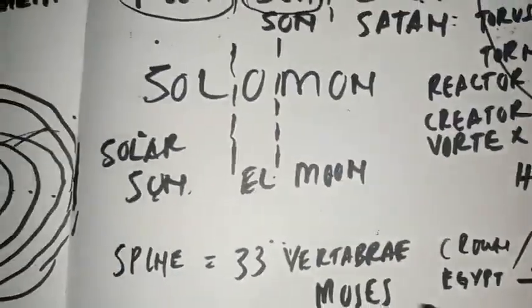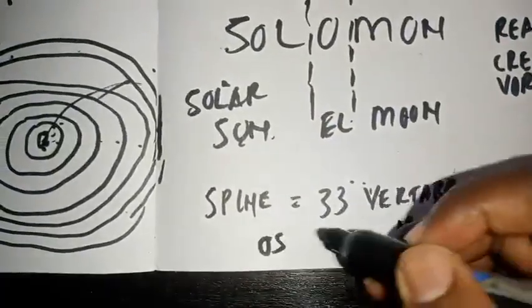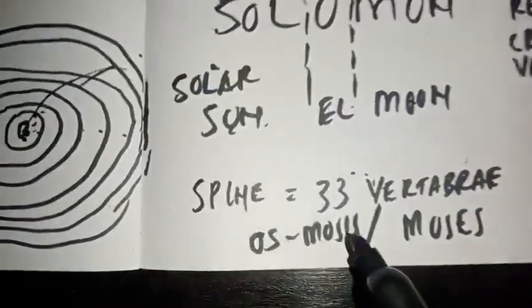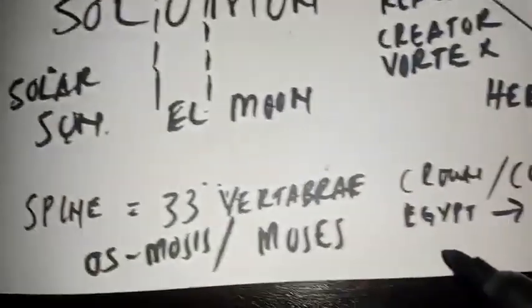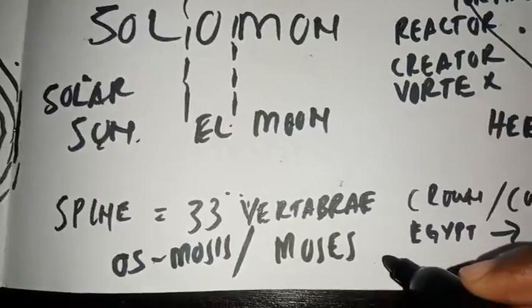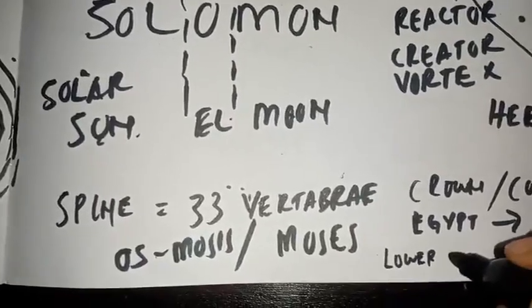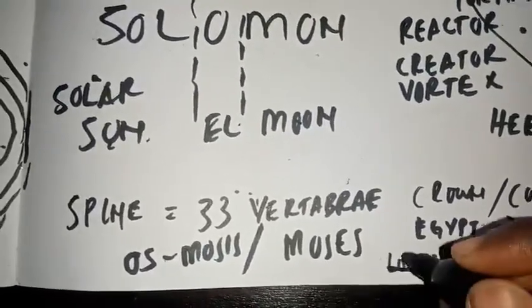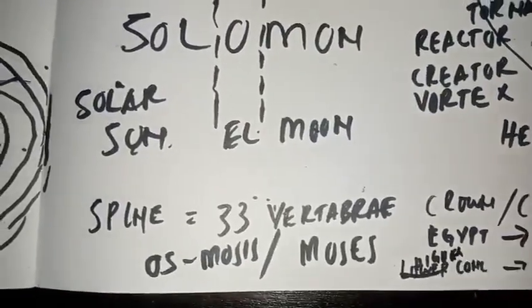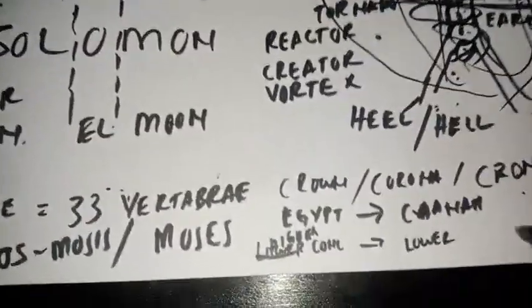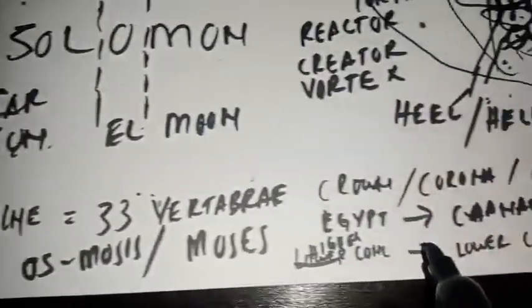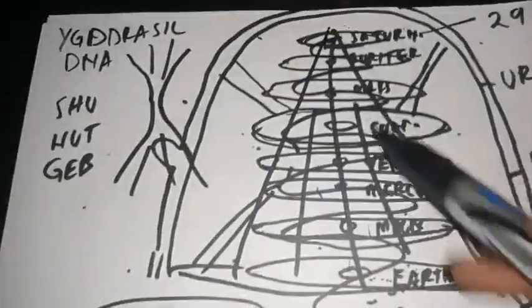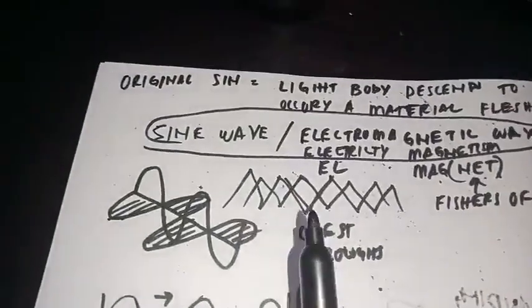So Moses is osmosis. Osmosis is when a particle is moving from a higher to lower concentration. So this is a movement: Moses, osmosis, movement. You must move, you must let go of your baggage for you to ascend. So yeah, man, I think that's what I wanted to cover.